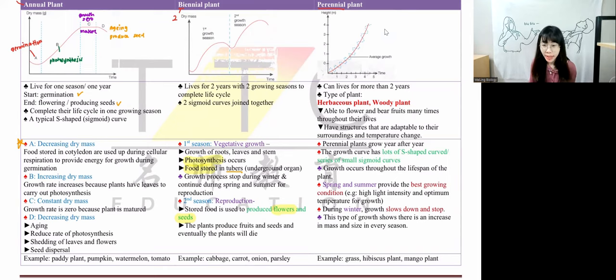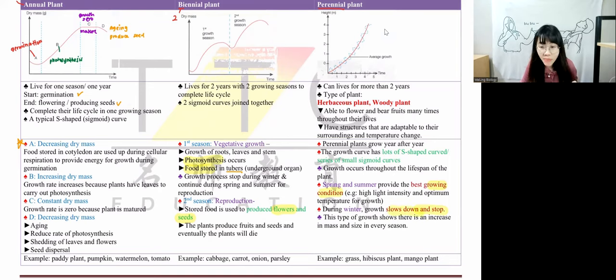So hard to die. Okay, all of these S-curves over here show the growth, okay, they will increase. It means that they are growing and then they stop growing. Growing, stop growing, growing, stop growing. So durian tree, mango tree, rambutan tree, they are also under perennial plant. During spring and summer, they have the best growing season. During winter time, they will slow down and stop.